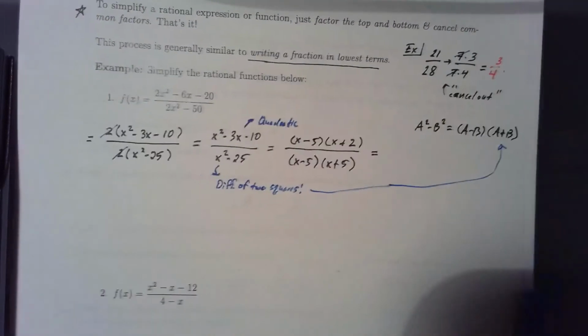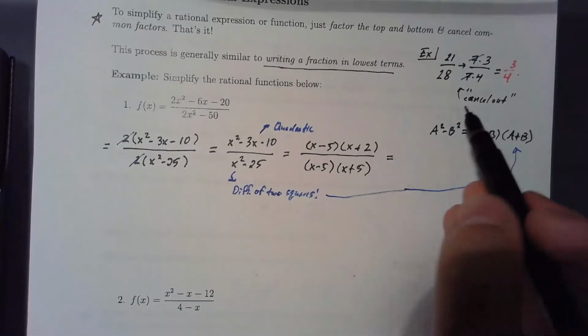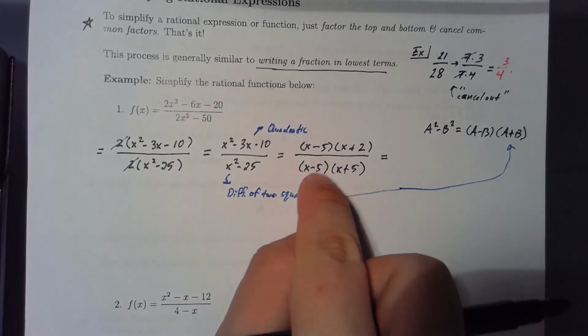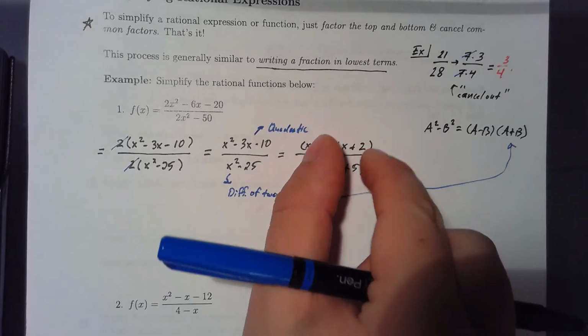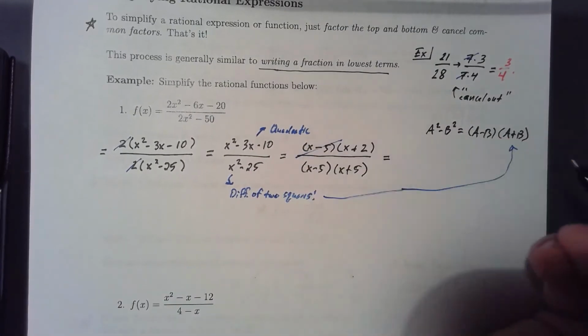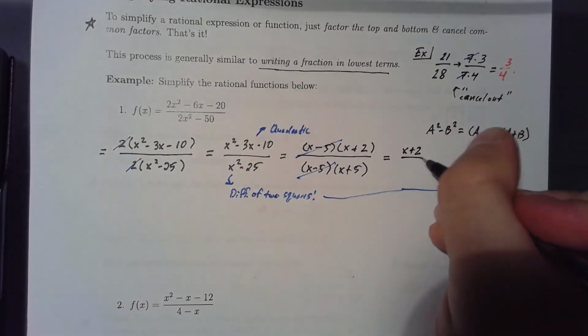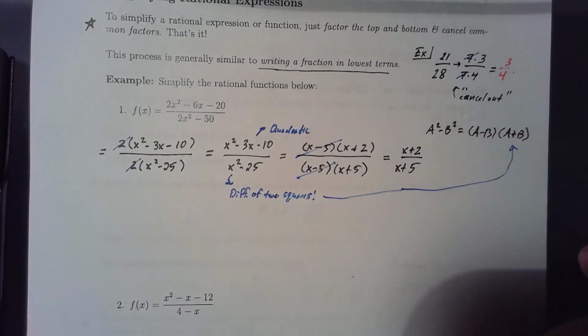So what happens now is, do I have any common factors that cancel out? I do. Everything inside the parentheses must cancel out, so everything inside the parenthesis is a factor. Okay? So the x minus 5, that whole factor cancels out with this x minus 5. So I'm left with x plus 2 in the numerator and x plus 5 in the denominator.